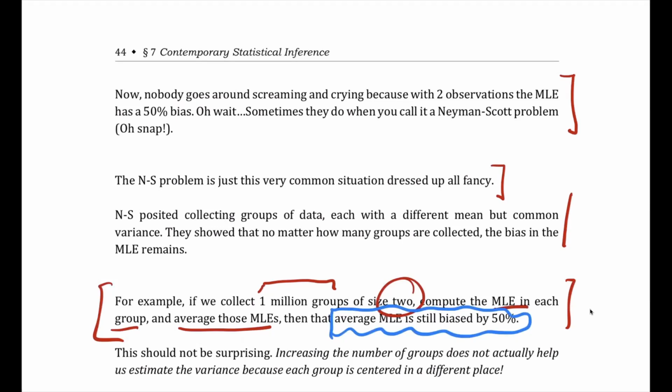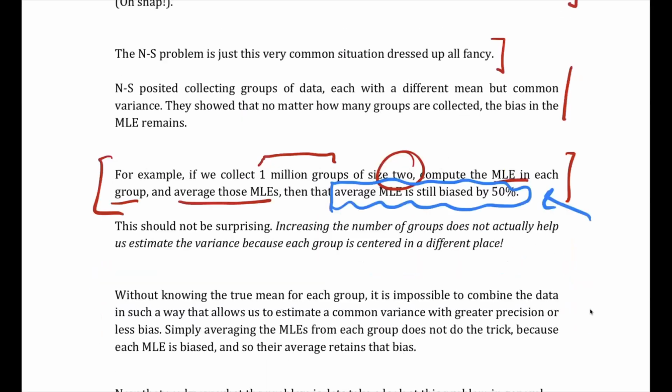Because each of those estimates is biased by 50%. If I average my bias 1 million times, my bias doesn't go away. It stays at 50%. So that's what we get here. So increasing the number of groups doesn't actually help us estimate the variance because each group is centered in a different place. So doing 1 million crappy studies doesn't help you get a better estimate of the thing you're interested in. That's basically what's going on here.